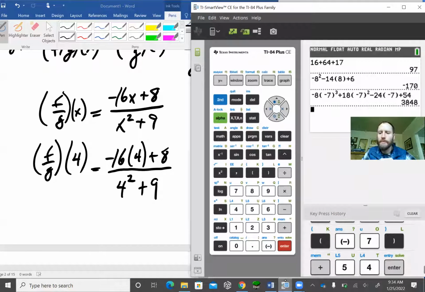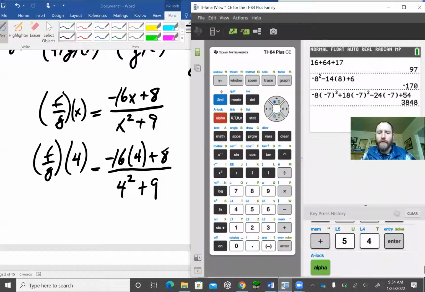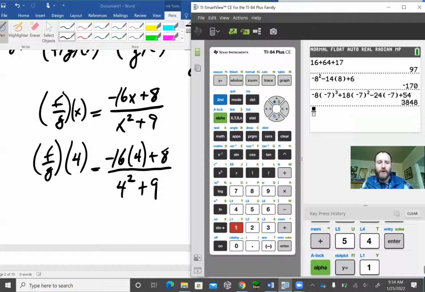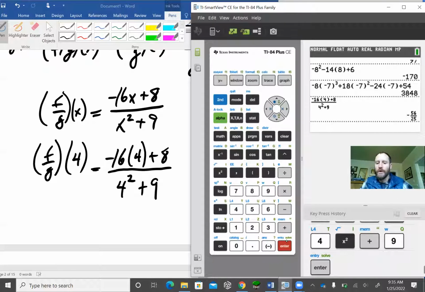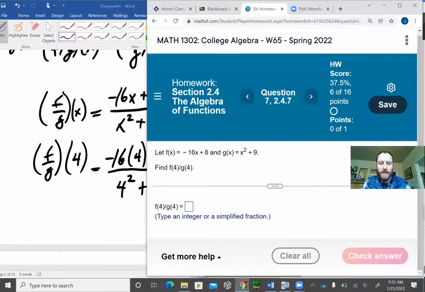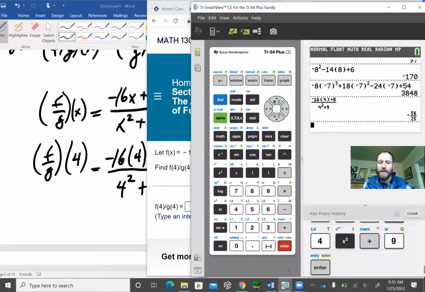So some of you will have the calculator that can do a fraction if you hit alpha F1. So for y'all, you'll just enter it like negative 16 times 4 plus 8 in the numerator, and then divide by 4 squared plus 9. The nice thing about this is it will give you a fraction, which I think asks for an integer or simplified fraction. So that is your simplified fraction right there.